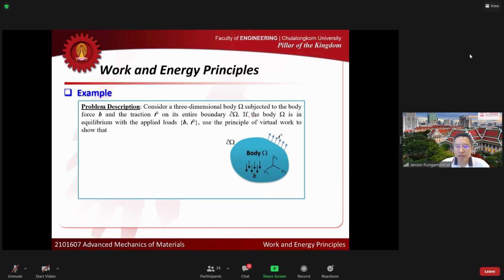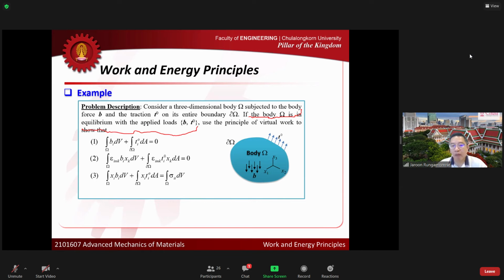The body omega is in equilibrium with the applied forces B and T0. Now I want you to apply the principle of virtual work to show that all the equations here are correct. It's similar to the first problem in the second assignment, right? Because you know that the body is in equilibrium, and now you use the principle of virtual work to prove something.